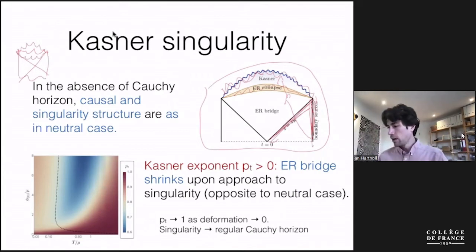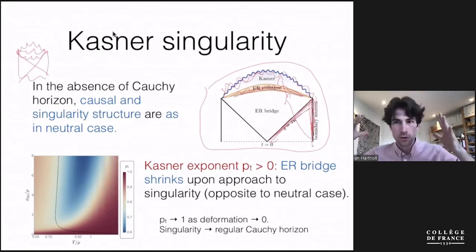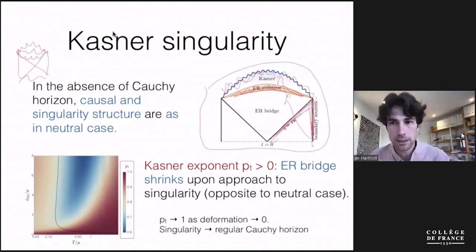It doesn't have to be a box. Let me come back to this region in a minute. Basically the causal structure of the charged black holes, once you get rid of the Cauchy horizon, looks basically the same as the neutral black holes, except that this Kasner exponent now is always positive.